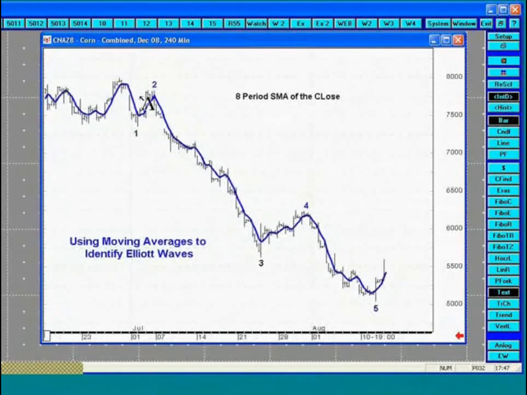But as you can see off the high here, we have a clear 5-wave structure, not only based on the open, high, low, close price chart, but also through viewing this move as a moving average. The move to the downside, the move to the upside, and then back down in wave 3, up in wave 4. Notice the slope of the move, very shallow.